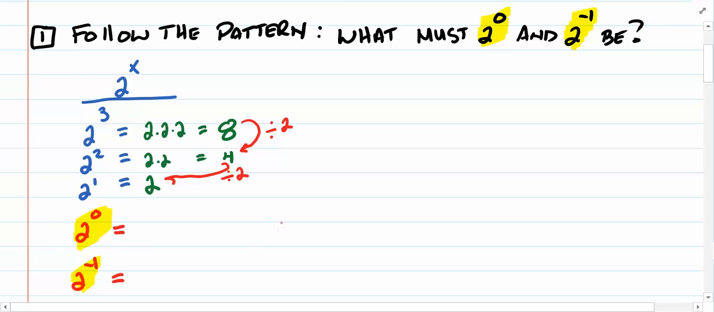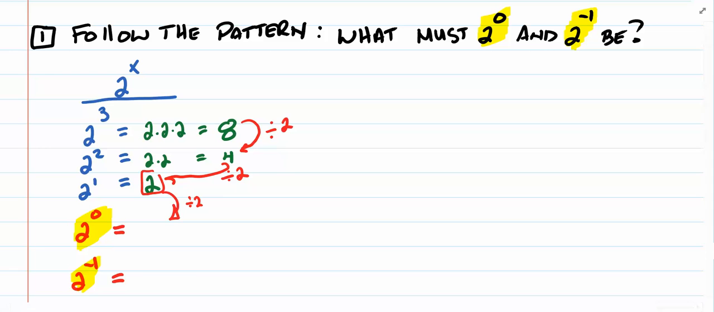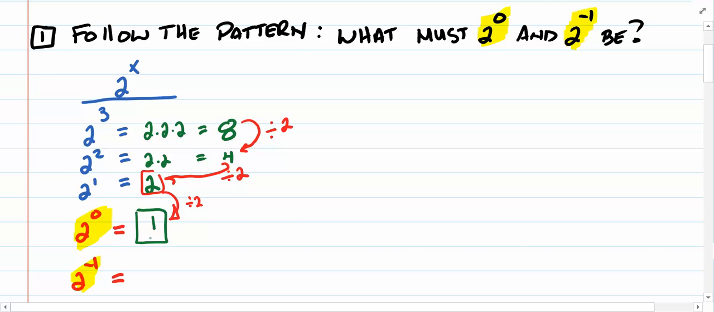So assuming that this pattern continues, if I take the number 2 here and I divide it by 2, what number would I get to go right here to figure out the question, what must 2 to the 0 be? Well, 2 divided by 2 gives me a value of 1. Okay, then again, if I take the number 1 and I again divide it by 2, what must be true for 2 to the negative 1? Well, 1 divided by 2 is just 1/2.